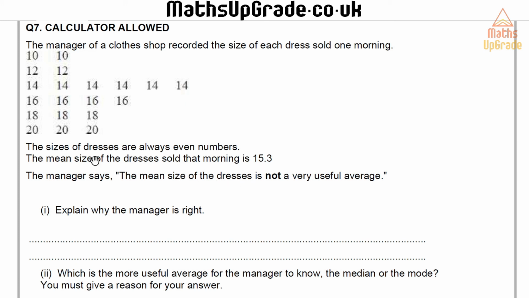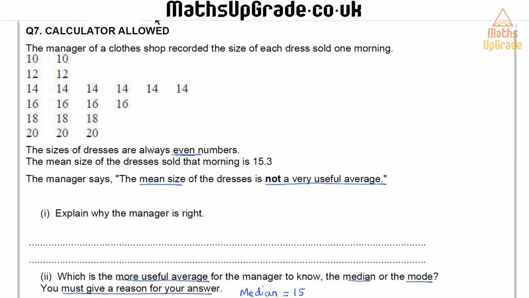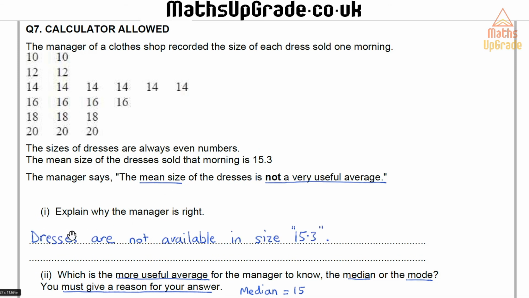So the problem with the mean is it's 15.3, but you cannot get a dress which is in size 15.3. So given that, obviously the manager may not know whether to order dress size of 16 or dress size of 14. So that's basically what I've put here. Dresses are not available in size 15.3, so it's not a useful number.